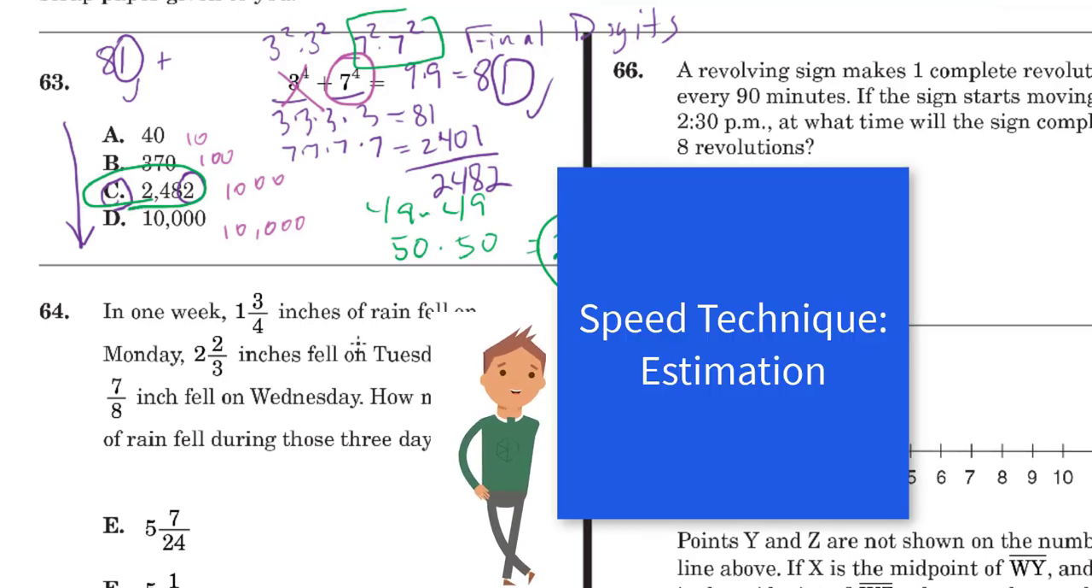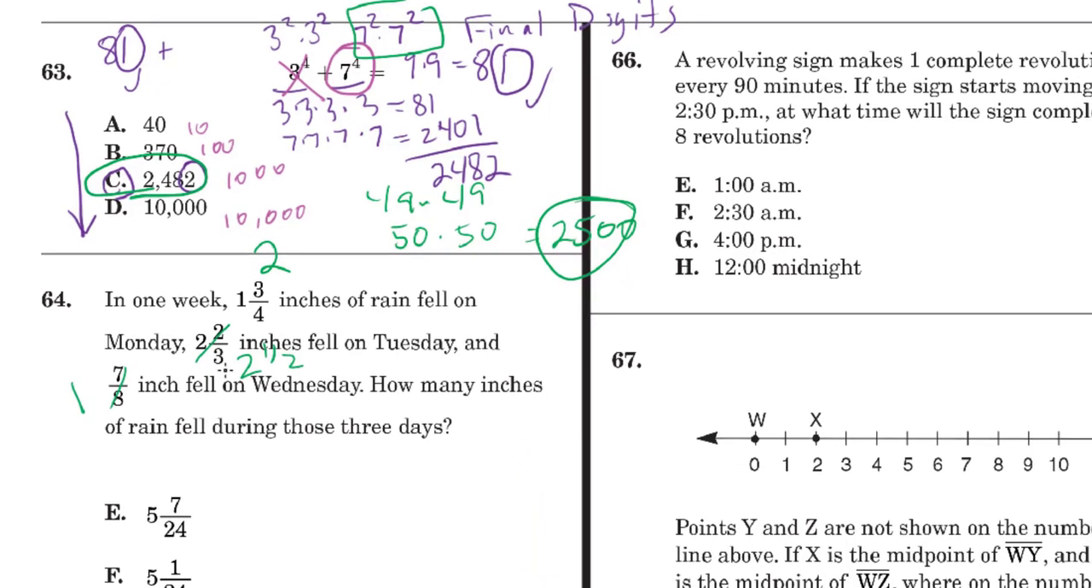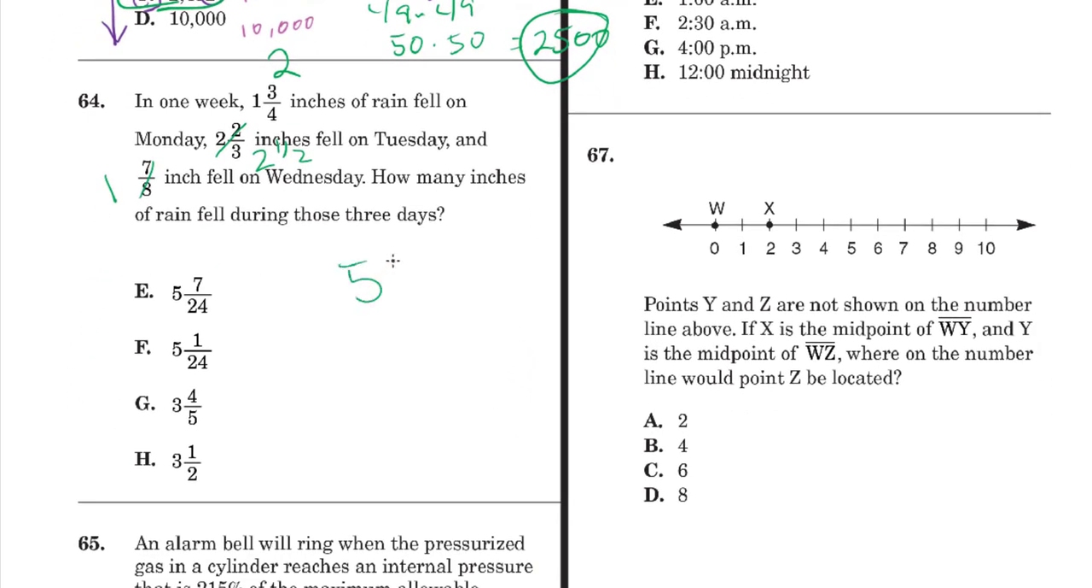64. In 1 week, 1 3/4 inches, well, that's approximately 2. Rain fell on Monday. 2 2/3. Well, I rounded up, so I'm going to round down to approximately 2.5 inches fell on Tuesday. And 7/8 is approximately 1. So I have 2 plus 2.5, 4.5 plus 1. I should have an answer of roughly 5.5. The closest answer is 5 7/24. That's my faster way to do it.